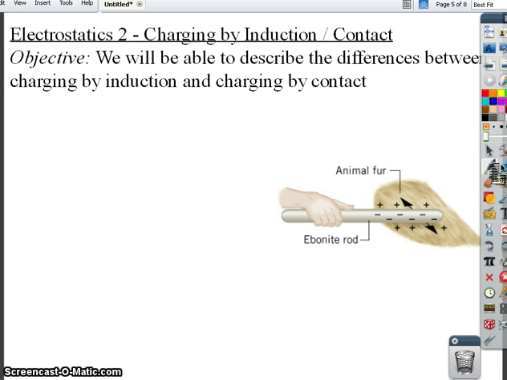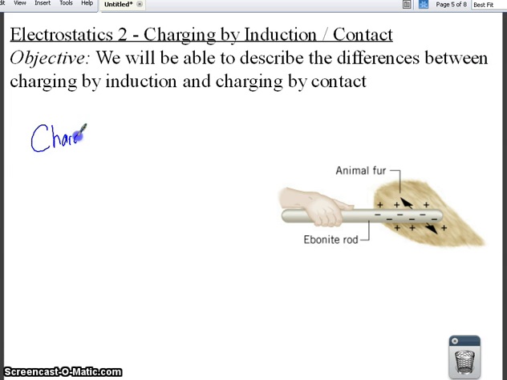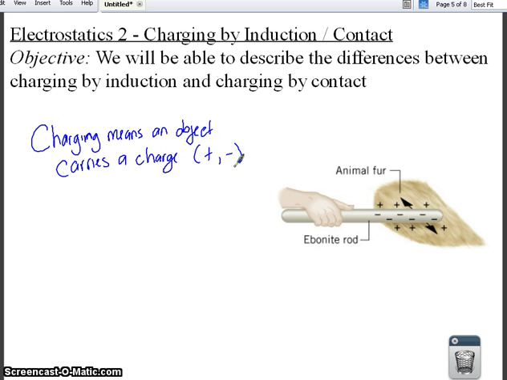Charging means an object carries a charge. I mean, that's pretty basic, I guess you would say, positive or negative. And so the most common way to charge something is just by friction.